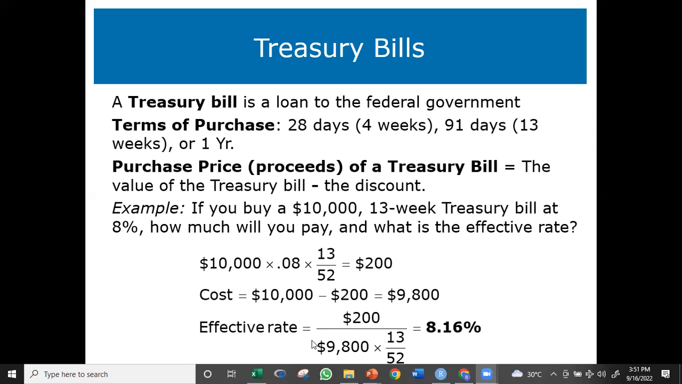So we can compute for the effective rate. The effective rate is the discount of 200 divided by the proceeds times the term, 13 over 52. The effective rate is actually 8.16%. We're actually earning 8.16% and not 8%.